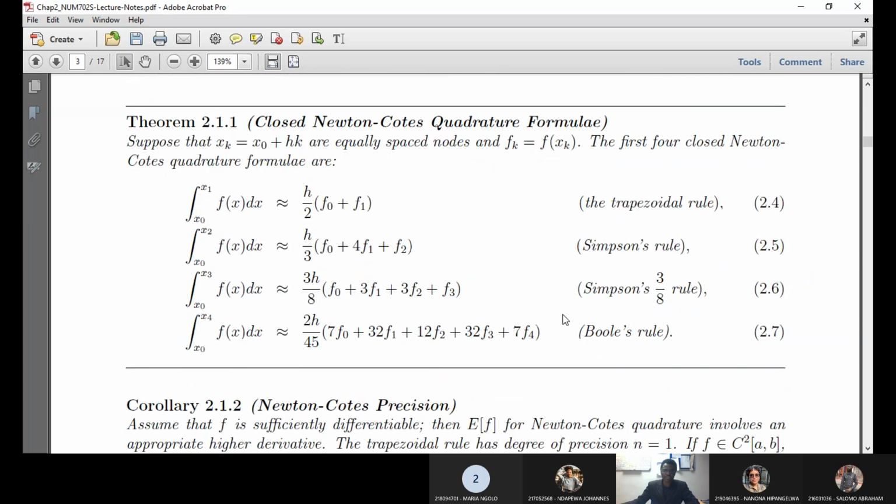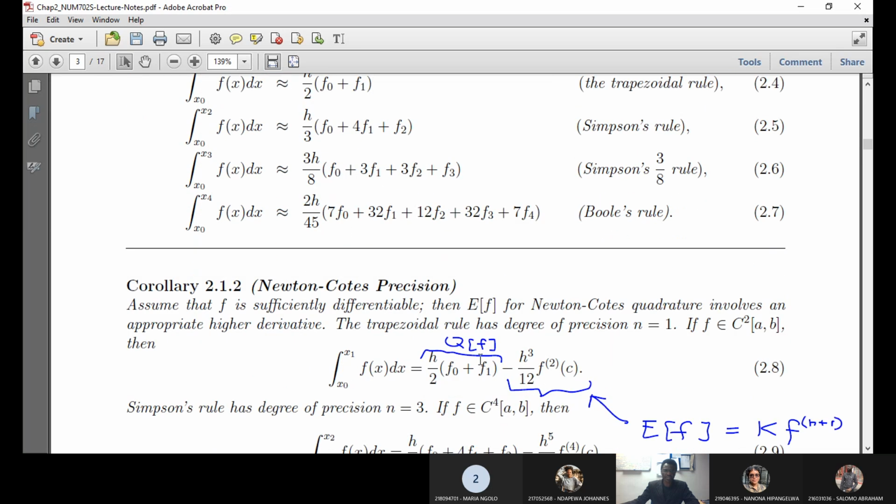So what we did last time, we took the trapezoidal rule, which is given by this right-hand side, h by 2 into f0 plus f1. For this formula we used the error term, because here we use the fact that we know the error term.